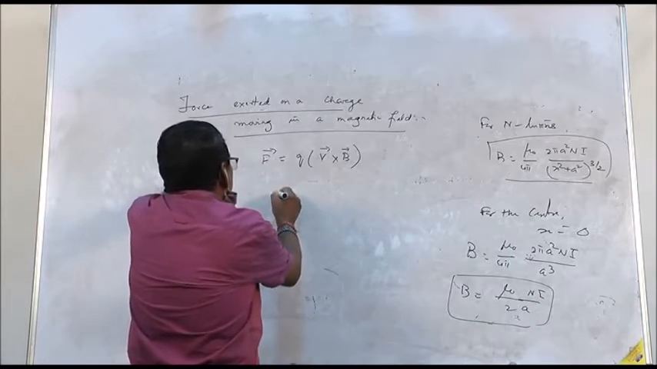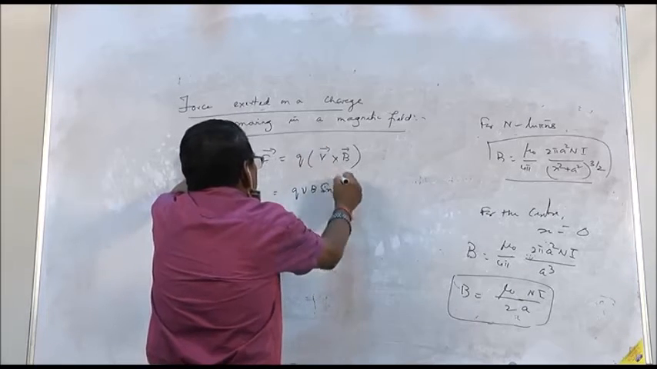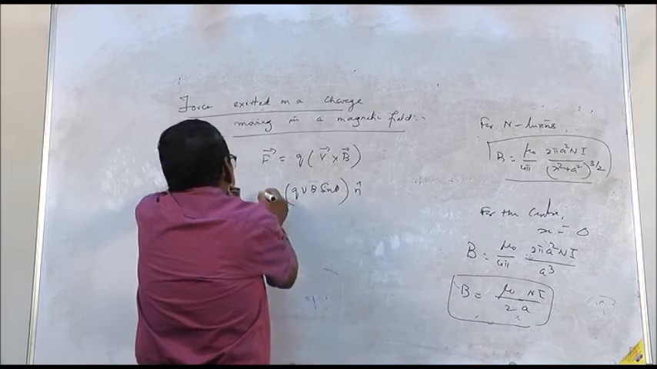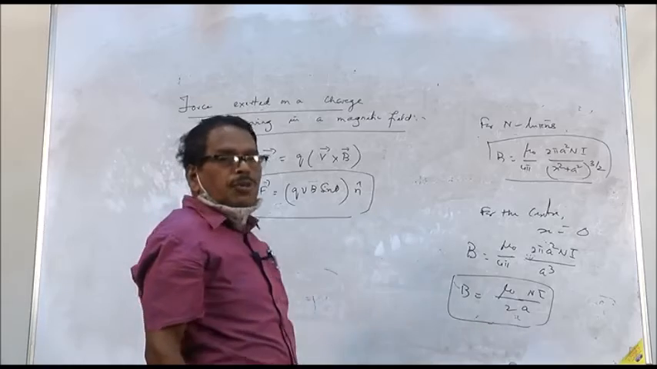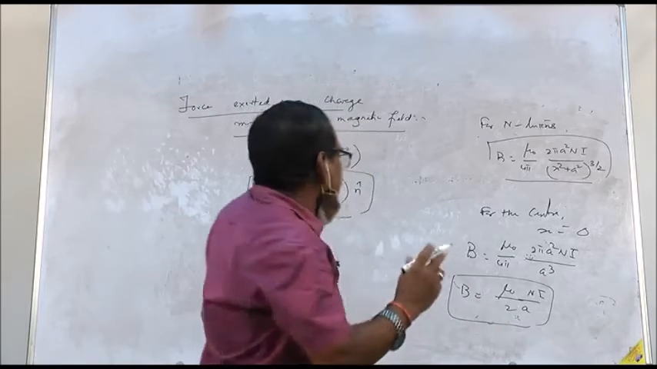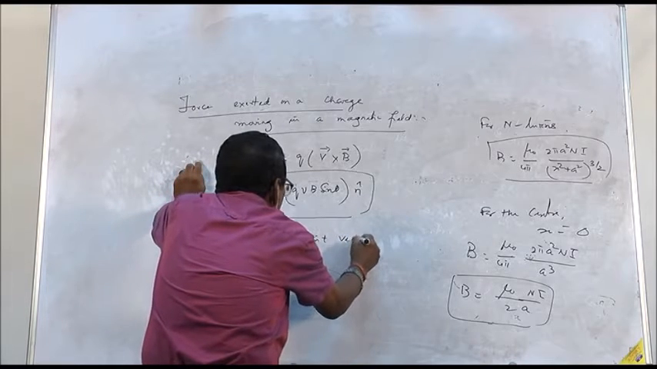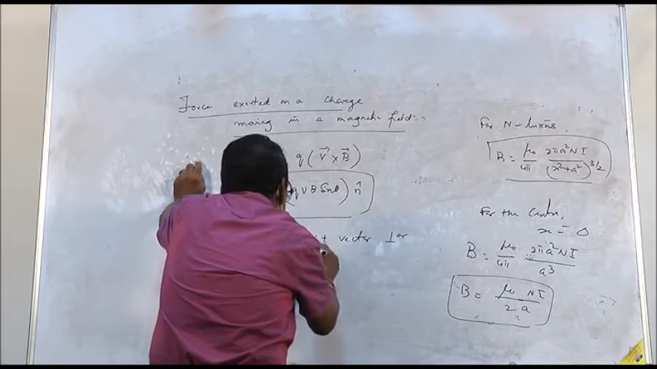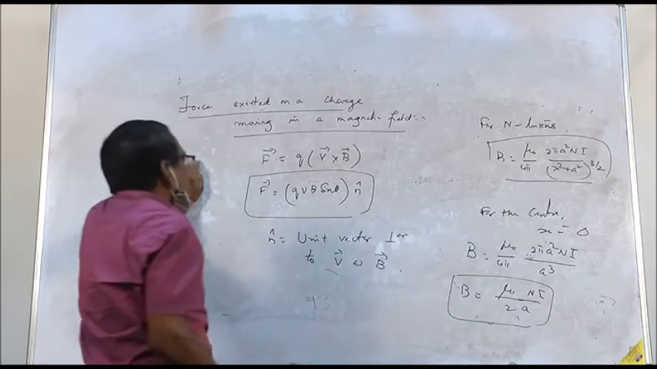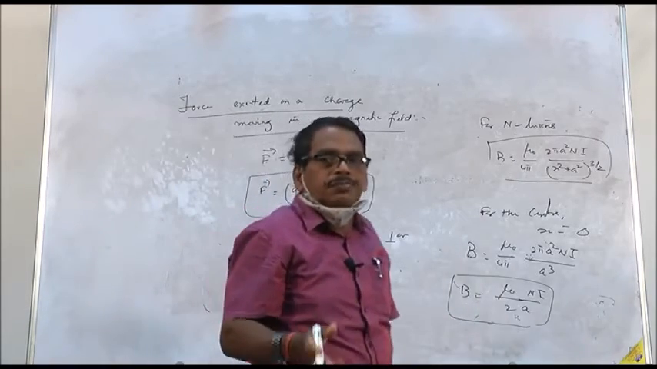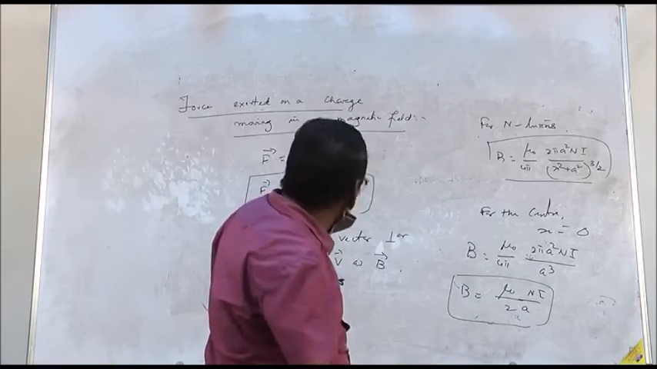That is equal to what? Q V B sin theta. You know the cross product of two vectors, Q V B sin theta into n cap. Where n cap is the unit vector perpendicular to V and B. So, what is the direction of force exerted on the charge? The direction of force is perpendicular to the plane containing V and B.